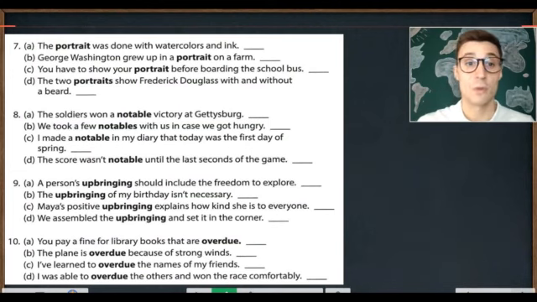The portrait was done with watercolors and ink. Correct. A portrait, a picture, can be done with watercolors and ink. B. George Washington grew up in a portrait on a farm. Incorrect. You cannot grow up in a portrait.